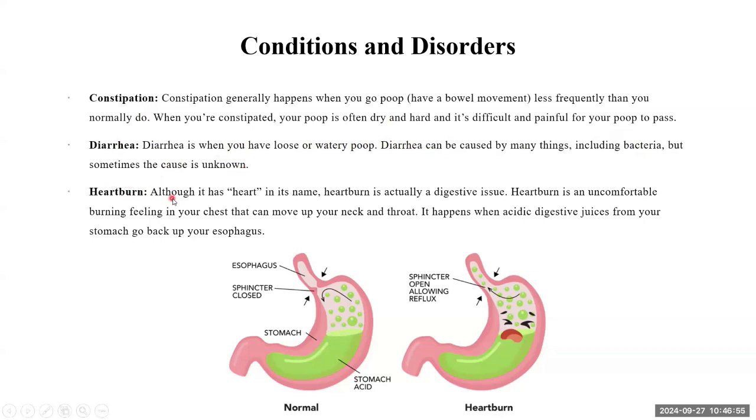Next is heartburn. Although it has heart in its name, it doesn't literally mean the heart is burning. Actually, it's a digestive issue in which you feel a burning sensation in your chest, and this is due to acid reflux in your esophagus. Basically, this part is called the esophagus. This is the sphincter which is closed once the food is in and getting digested. What happens when this sphincter, or this door, malfunctions?